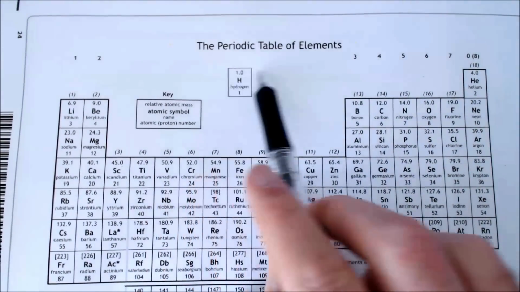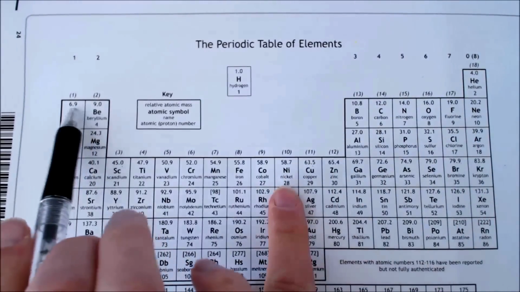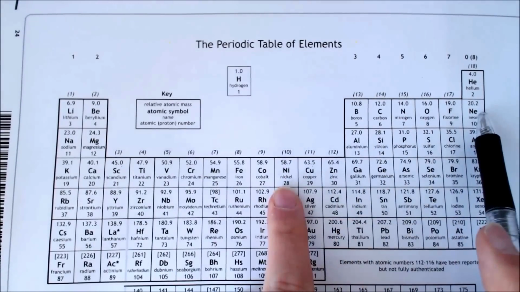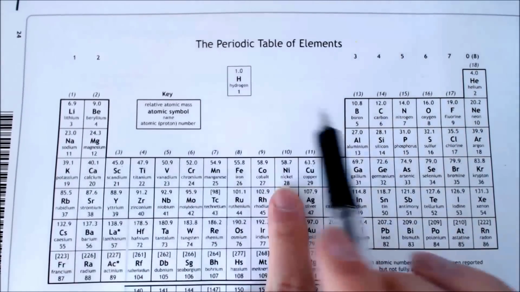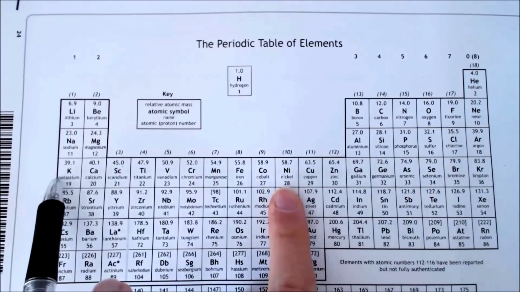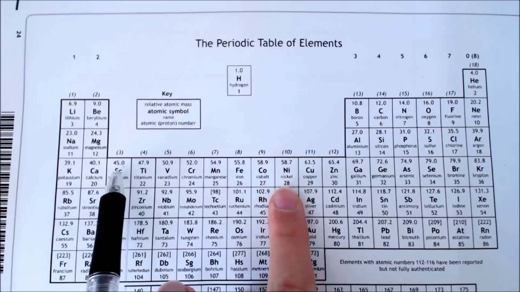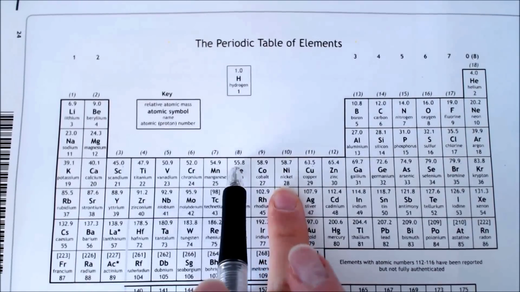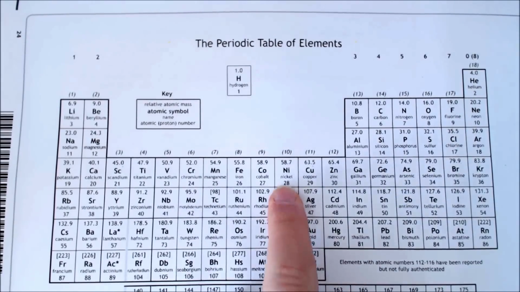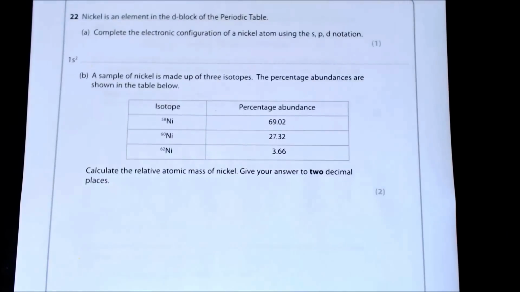So this is going to be 1s2 have already been given, 2s2, 2p6, 3s2, 3p6, 4s2, 3d, 1, 2, 3, 4, 5, 6, 7, 8. And there we go. That's your electron notation.